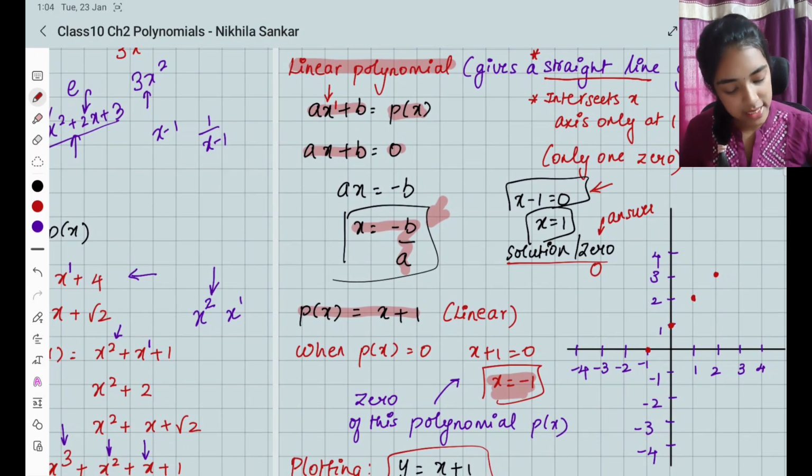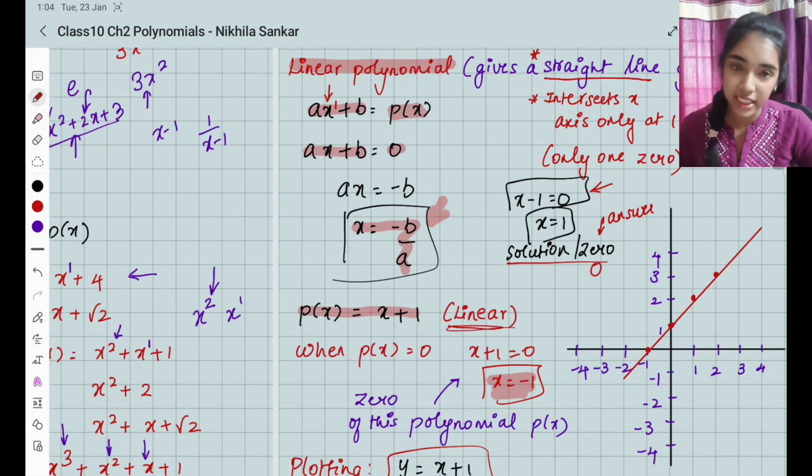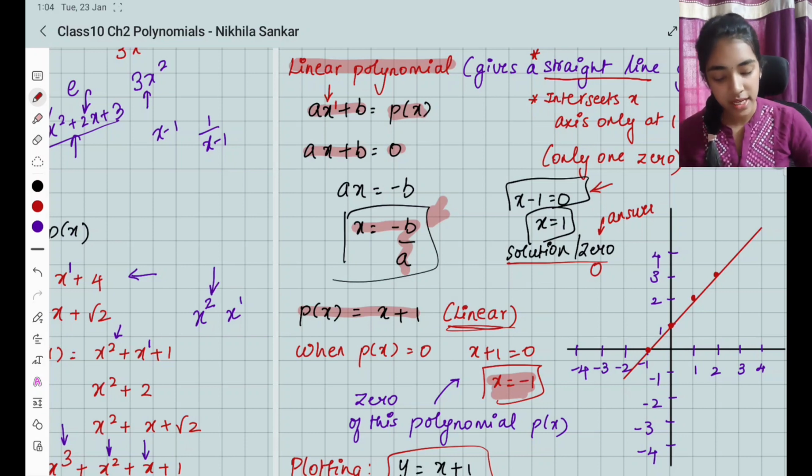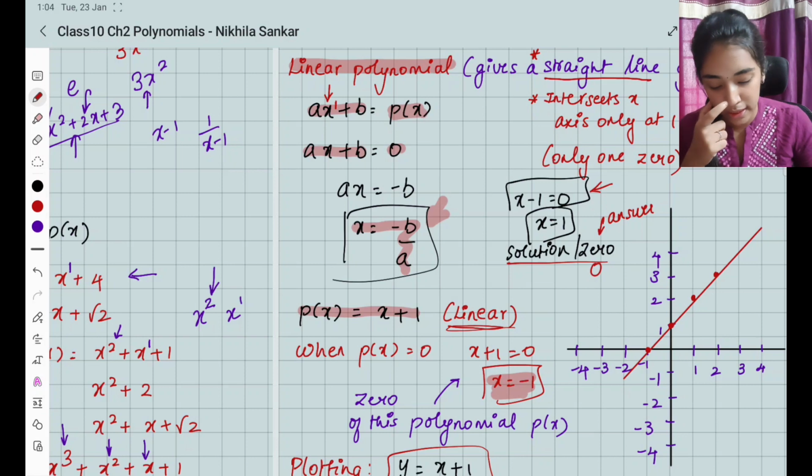So when you join these points, what are you getting? You're getting a straight line. Straight line na என்ன அர்த்தம்? It is going to be a linear graph. அதனால தான் இது linear னு சொல்றோம். So straight line வருது. இப்போ graphically, how do you find how many zeros are there? இப்போ இந்த இடத்துல நம்ம என்ன பார்த்தோம்? Linearக்கு you only have one zero னு பார்த்தோம்.